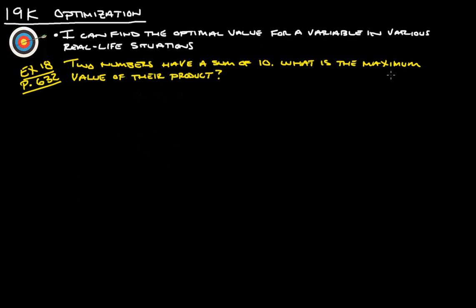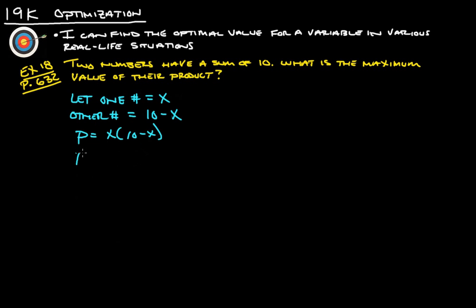Two numbers have a sum of 10. What is the maximum value of their product? All right, so let's let one number equal x. The other number will have to be, it's a total sum of 10, so you take 10 and subtract x to get what the other number is. So one number is x and the other one is 10 minus x. So the product is simply going to be x times 10 minus x, right?